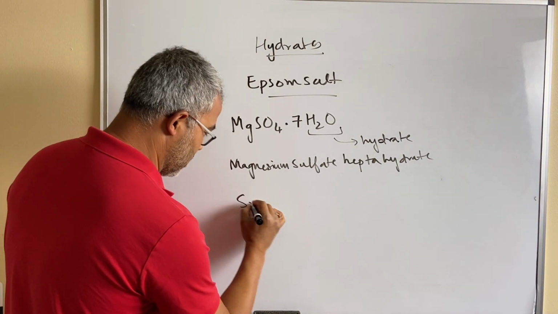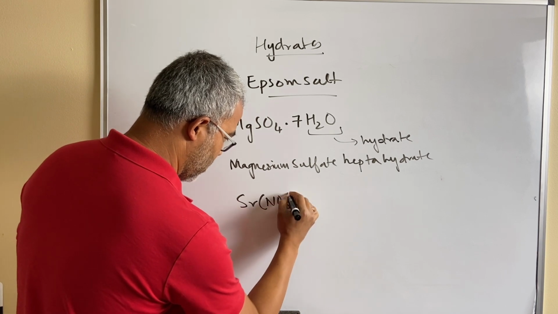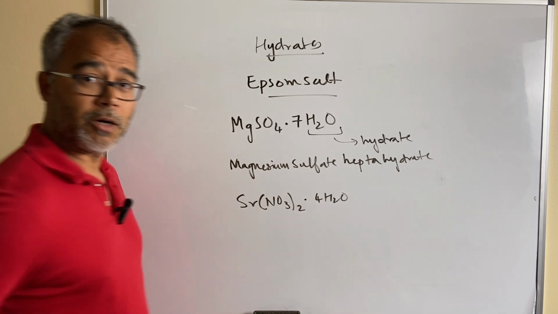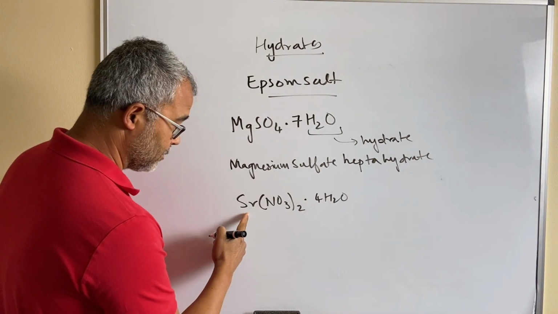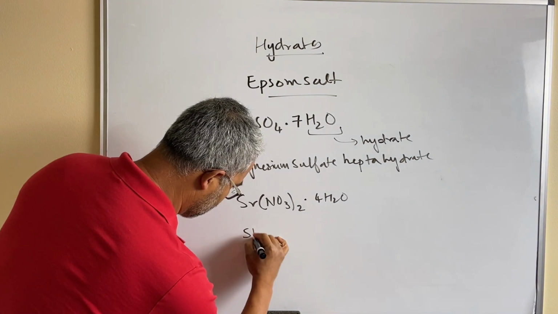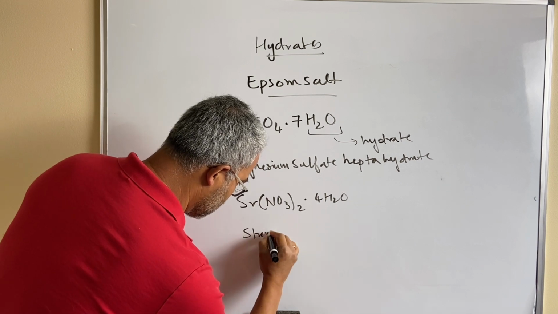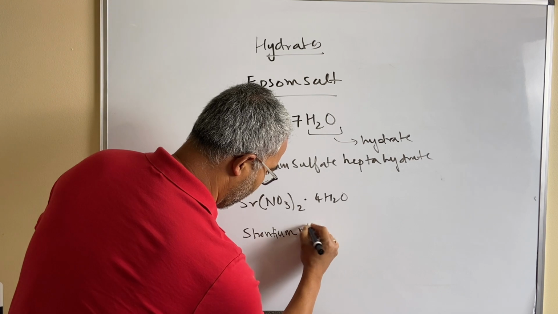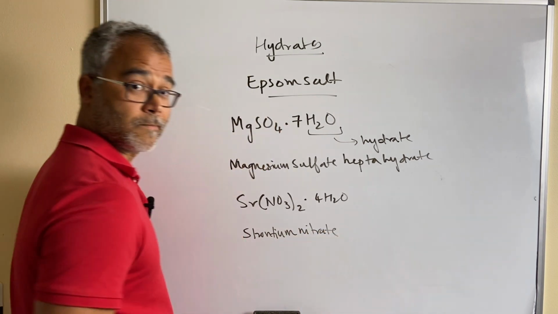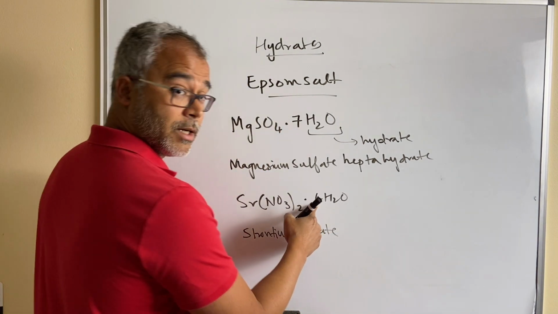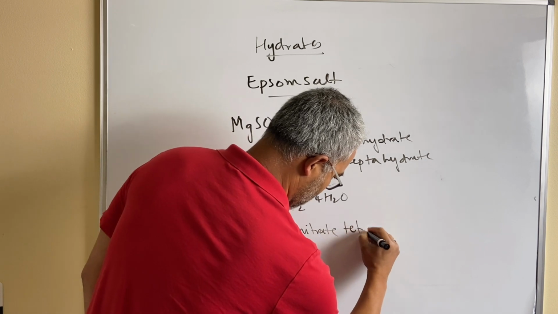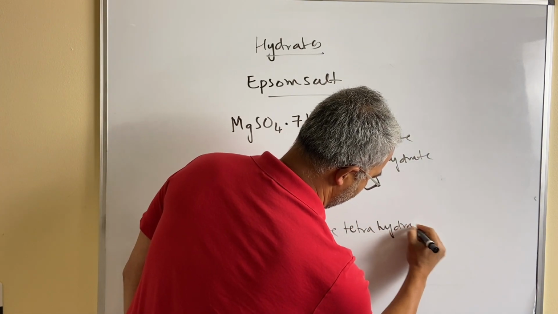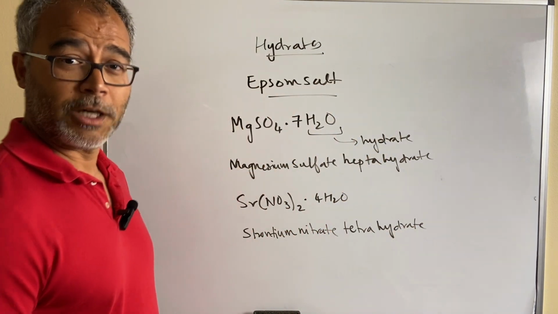Okay. Let's take a look at another one. Sr(NO3)2 · 4H2O. How would you name that? Strontium nitrate. 4, tetra, hydrate. Hope that made sense.